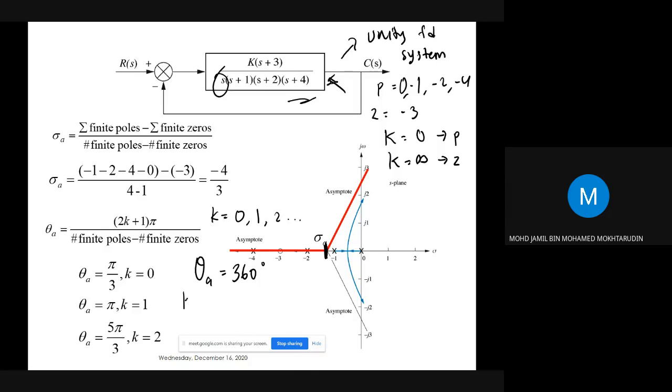If you find at k equals 3, then theta A will be 7 pi/3. So 7 pi/3 is already more than 360 degrees. Okay, 360 degrees equals 2 pi. So if your value is more than 2 pi, then you stop calculating. Stop. We don't want k equals 3. We want only until k equals 2.